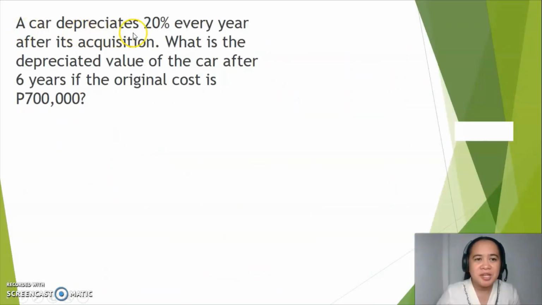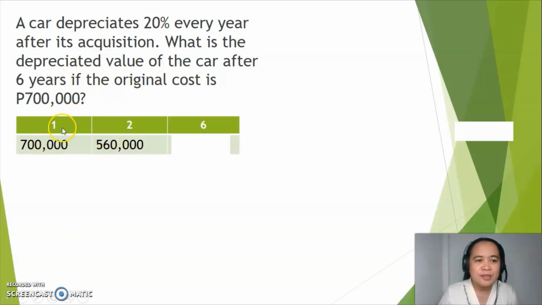A car depreciates 20% every year after its acquisition. What is the depreciated value of the car after 6 years if the original cost is 700,000? So take note, in the first year, the cost of the car is 700,000. In the second year, it will become 560,000. So how is this obtained? This is 80% of 700,000.